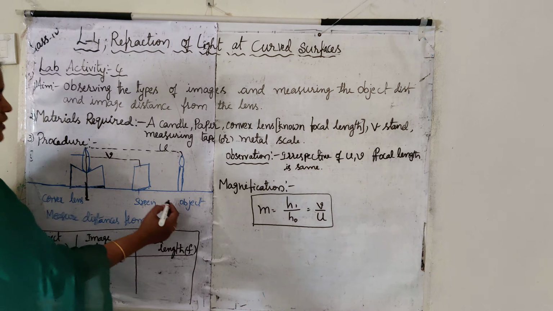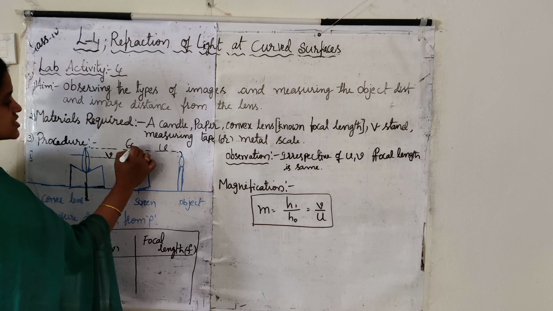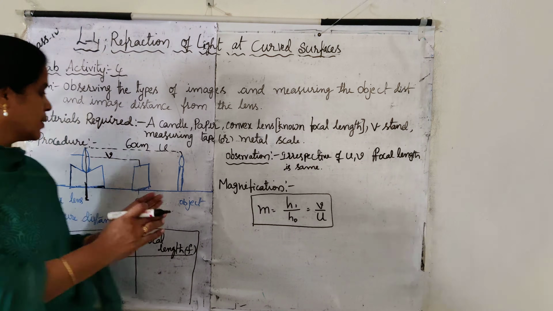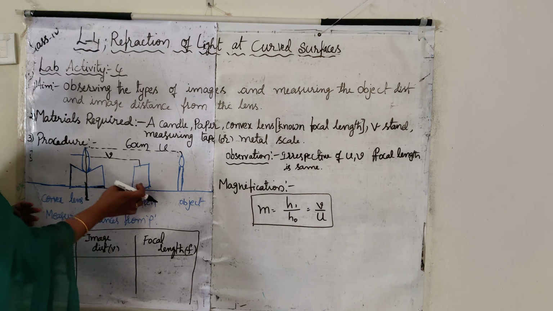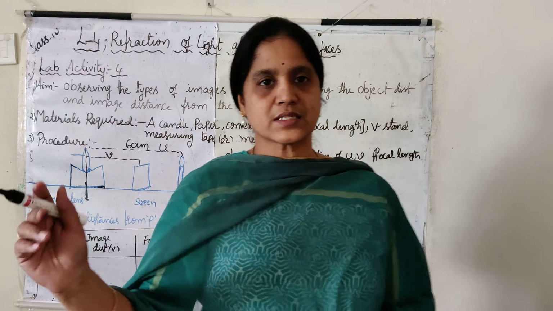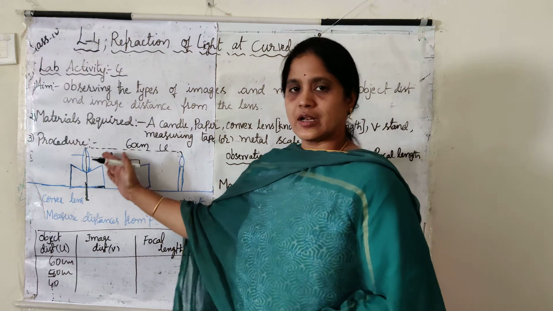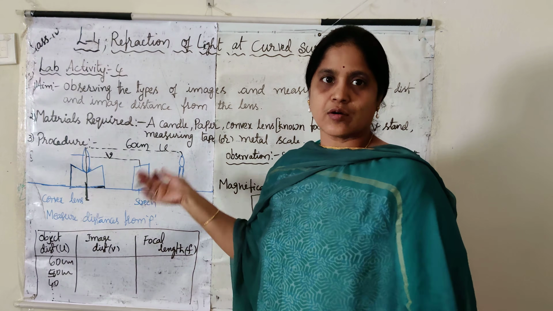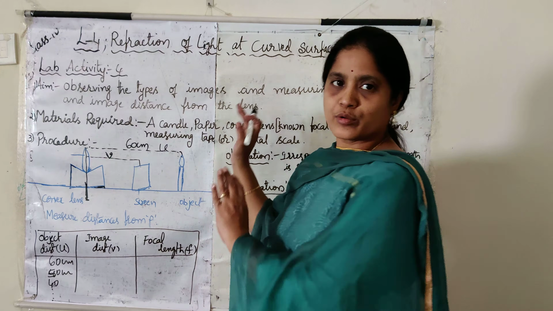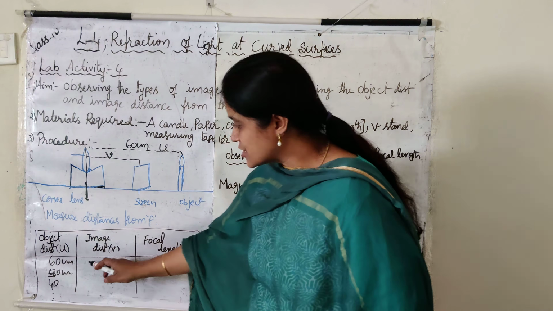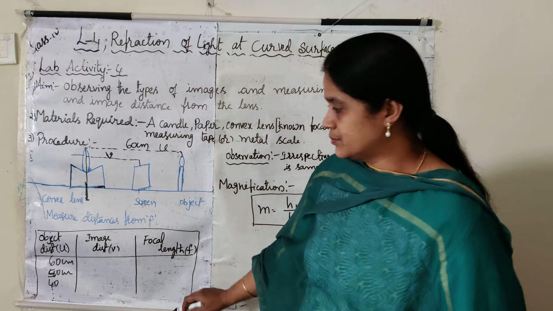First, initially you place it at a distance of 60 centimeters and gradually you reduce it, to 50, 40. Like that you decrease by 10 centimeters each time and place the candle in front of the lens, and by using this screen you catch that image on the screen and note down the values in each case, and those values you must write in tabular form.